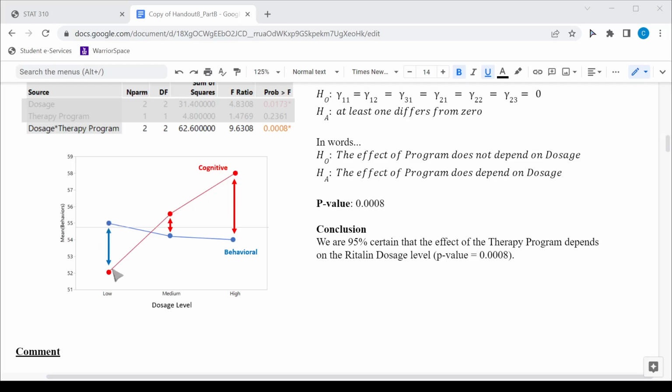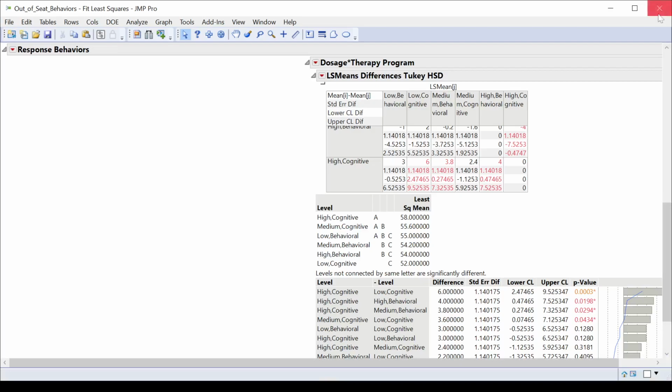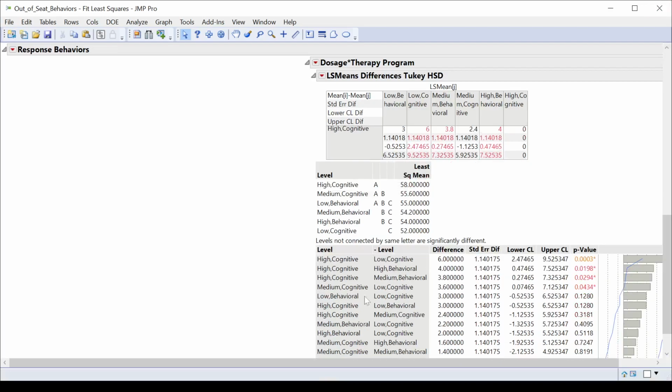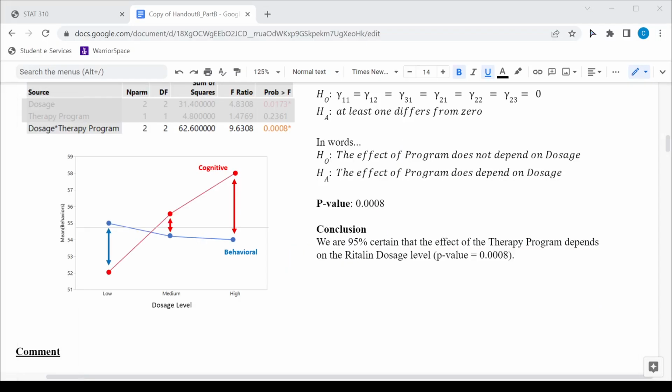How about this one over here? Let's look at low cognitive against low behavioral and see if that one's significant. So low cognitive and low behavioral. That's going to be this one right here where my cursor's at. Kind of hard to see that. Low behavioral and low cognitive. That gap is a difference of 3. Come over here, and that p-value is 0.1280. So that's not significant here. Not statistically significant. So this gap that I'm seeing here is not statistically significant.